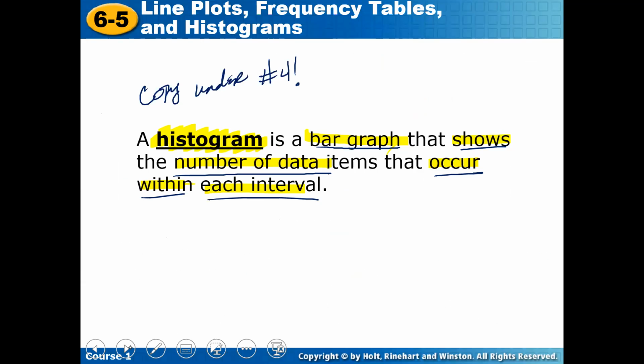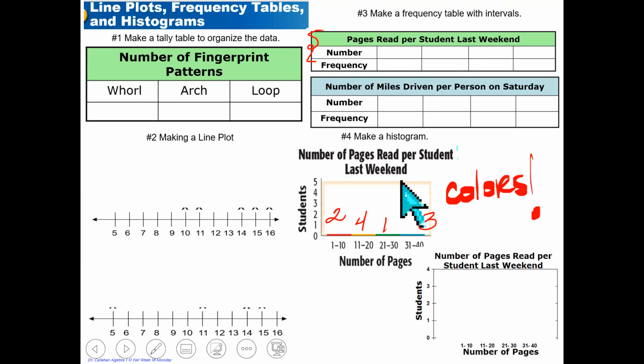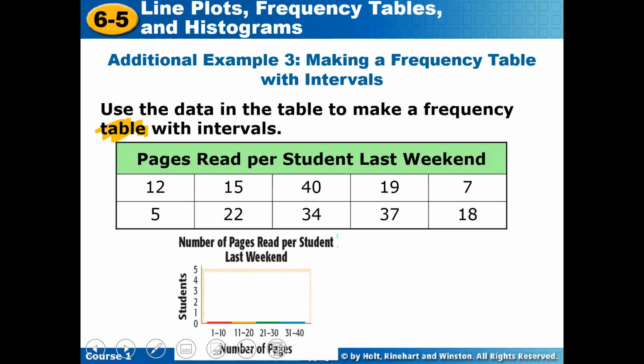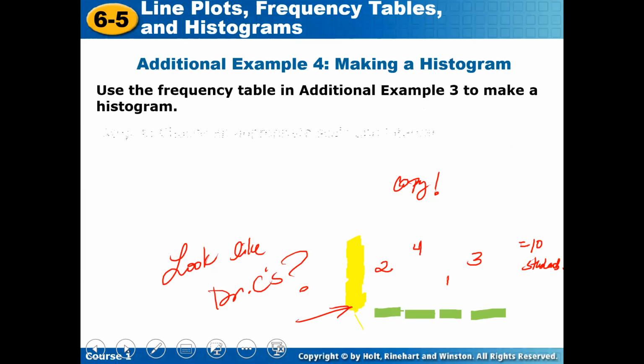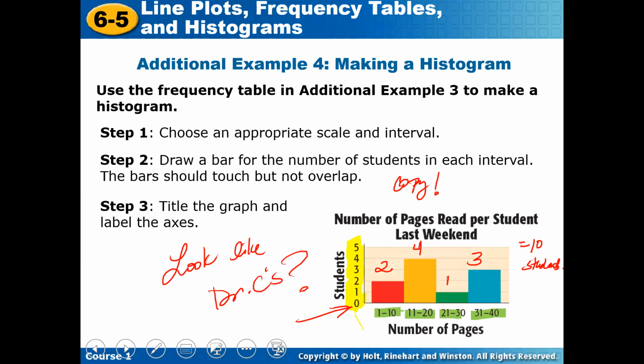All right, our last one is a histogram. A histogram is a bar graph that shows the number of data that something occurs within each interval. So we're going to go ahead and take a look at the number of pages students read last week, just like the last one, but we're going to use it to make a histogram. So let's go ahead and fill all the bars, okay? 2 people read between 1 to 10 pages, 4 people read between 11 and 20, 1 person read between 21 and 30, and 3 people read between 31 and 40.